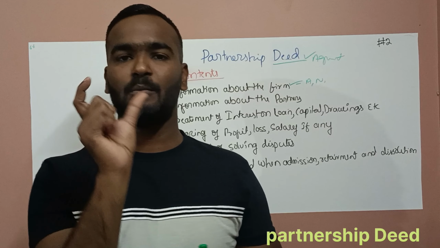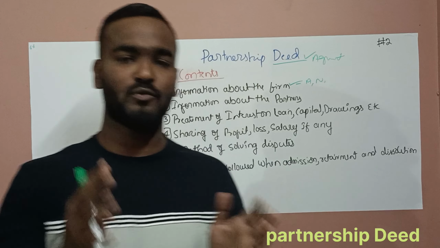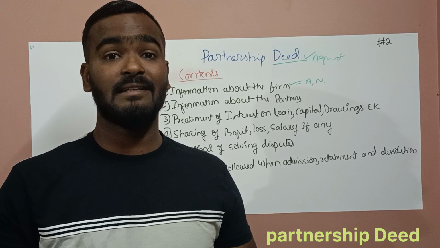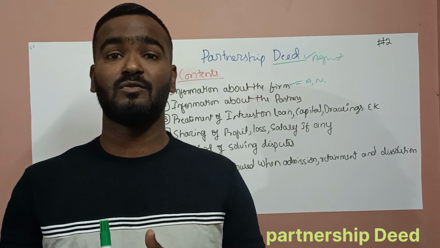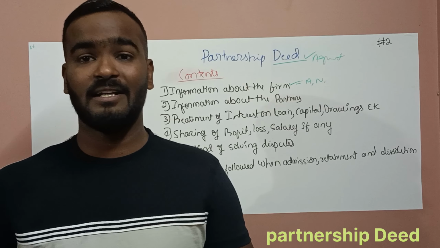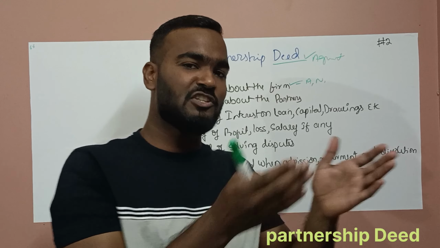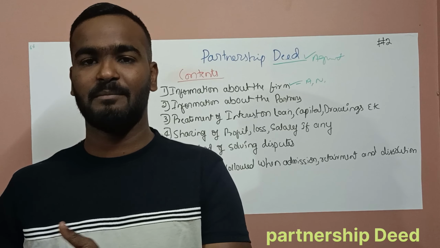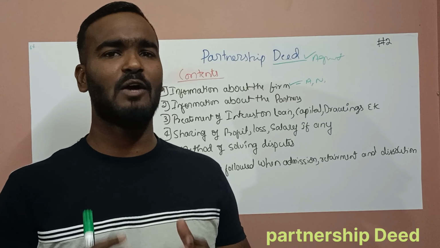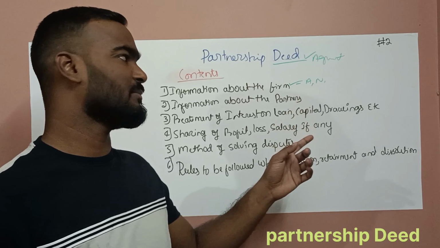They have to give a proper name, mention if they have some branch or head office, how many employees there are, and what kind of business they're going to do, and their registered GST number, their registered tax number, and everything related to the business. They have to mention everything in the partnership deed.